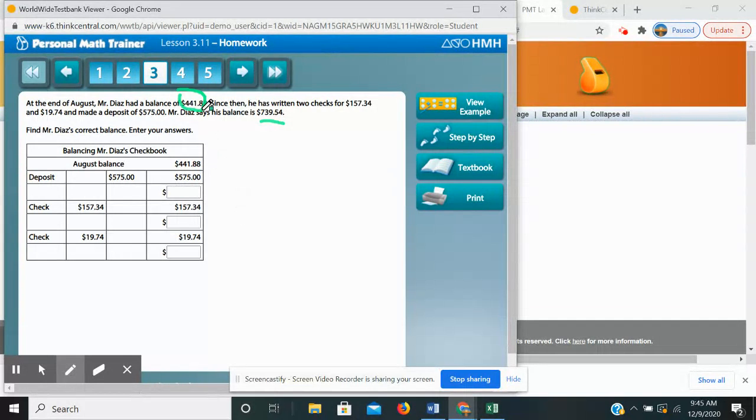Okay, so this is what he starts with, $441.88. He made a deposit. Deposit means you're giving money. A deposit means addition. So with that deposit, which is addition, I'm going to add the balance of what he had to $575. When I do that, I'll show you the work over here.